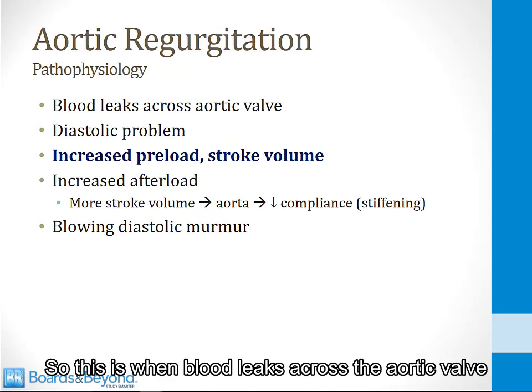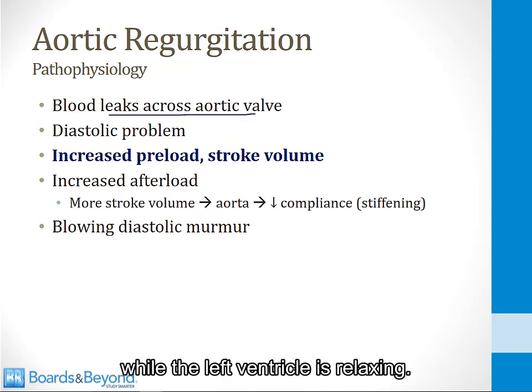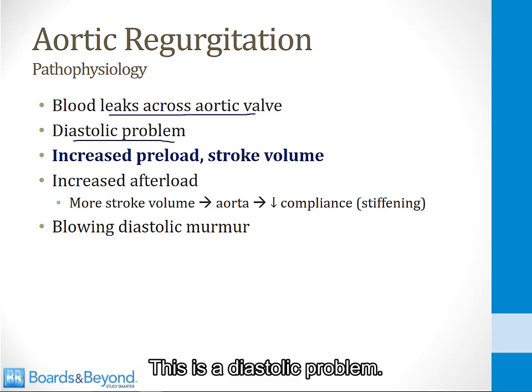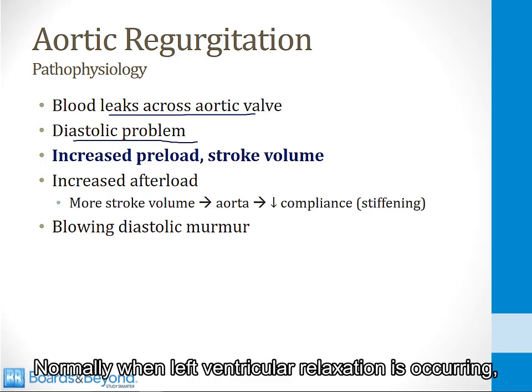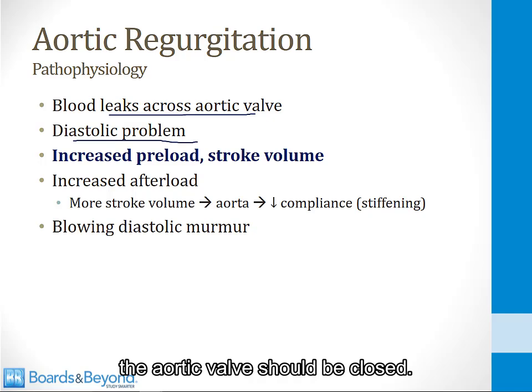So this is when blood leaks across the aortic valve while the left ventricle is relaxing. This is a diastolic problem. Normally, when left ventricular relaxation is occurring, the aortic valve should be closed. In this case, the aortic valve is leaking, so blood fills the left ventricle even when the chamber is relaxing. Because blood fills the chamber during relaxation and diastole, there will be an increased preload and an increased stroke volume among patients with this condition.